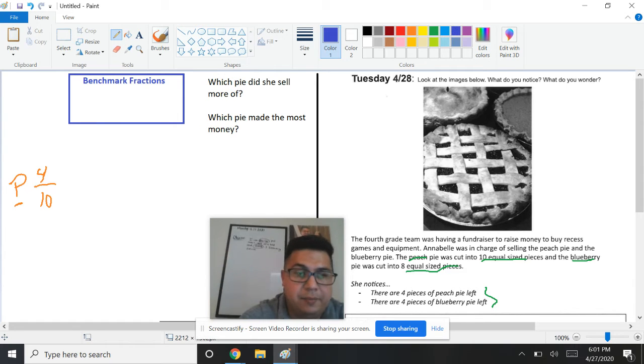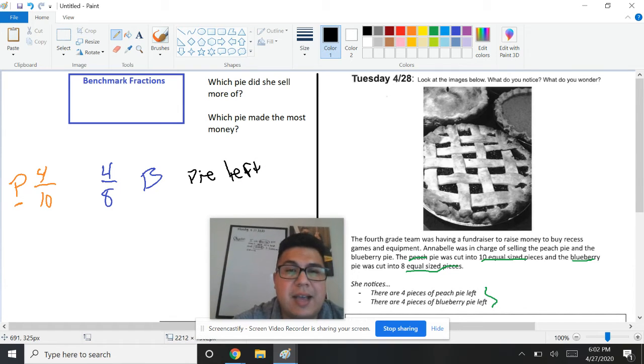Our blueberry pie, I'll put a B right here for blueberry. Now that one has 8 equal slices, so that's going to represent our denominator because there's 8 units, 8 pieces, and our numerator is going to be 4. Now these are our 2 fractions of how much pie we have left. So that's how much pie is left over. But that doesn't answer my question of which pie does she sell more of.